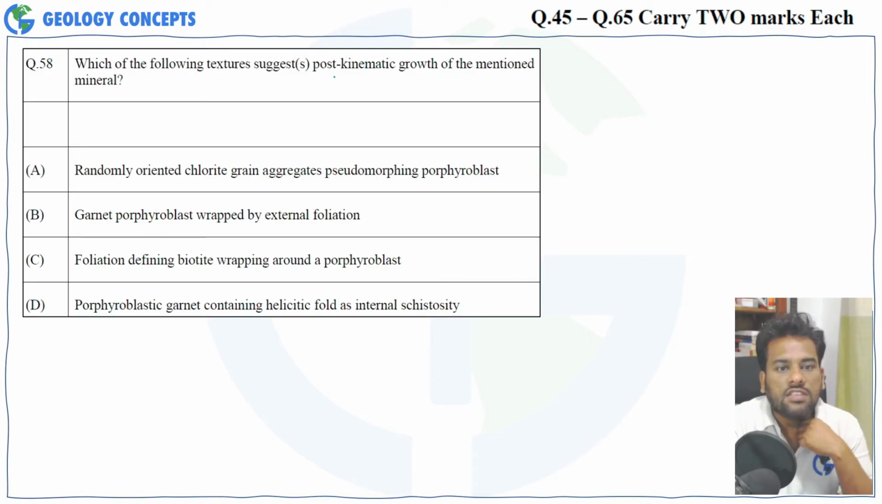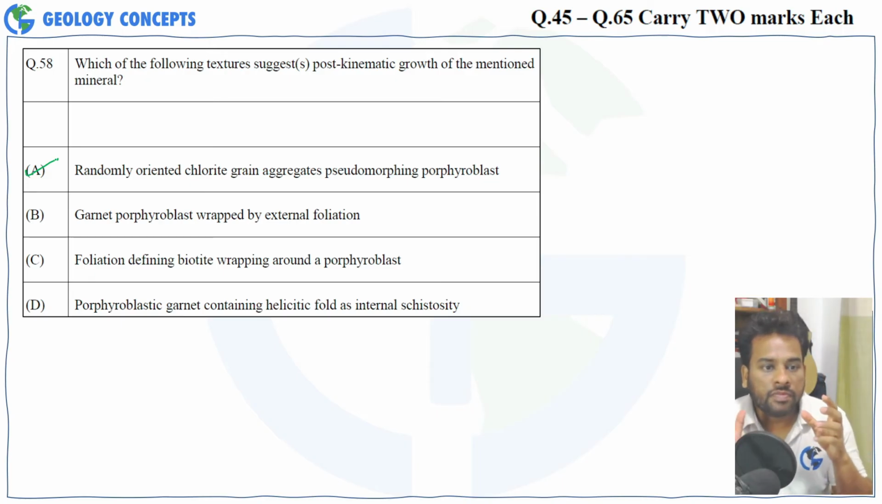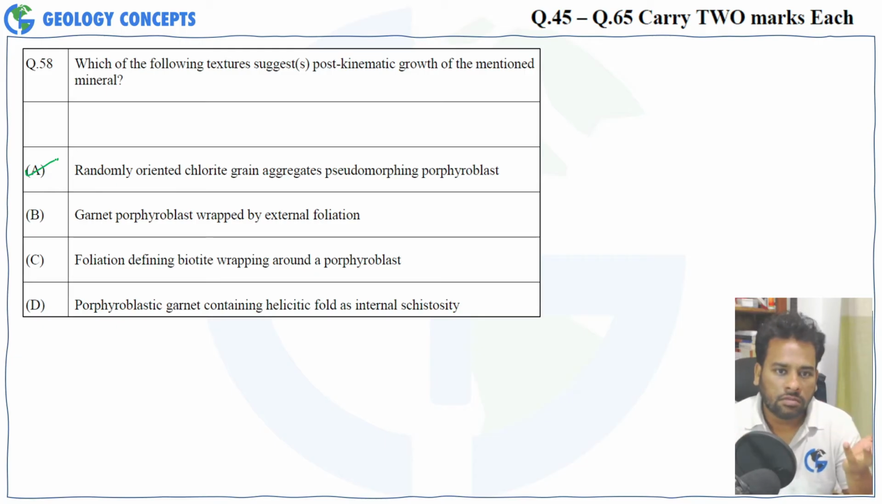Which of the following textures suggest post-kinematic growth of the mentioned mineral? Randomly oriented chlorite grain. This is correct, because post-kinematic means the grain has formed after the deformation or the kinematic process. If it is forming after the deformation, then there is no stress that will keep it aligned, so there will be no preferred orientation. It will be growing randomly in all directions. So A is correct. It is post-kinematic.